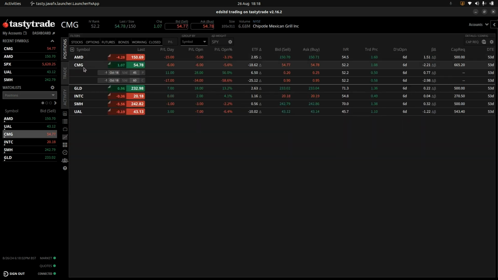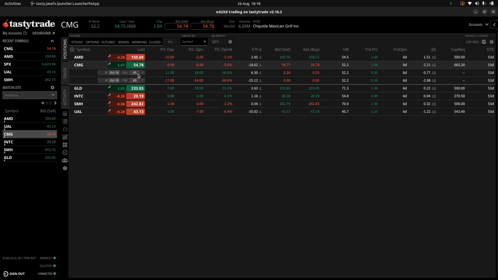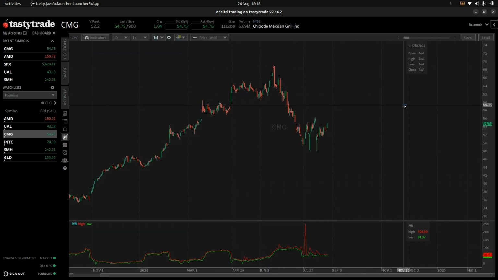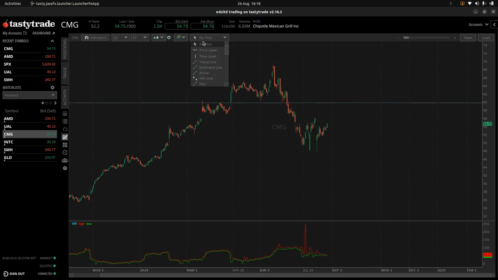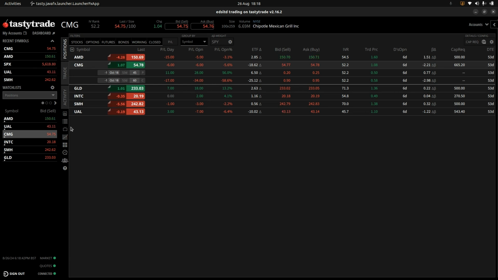So the next position we've got here is CMG, which is Chipotle. So if we go to the CMG chart, as we can see here, price has kind of been moving sideways a little bit recently. So if we mark out our short strikes, this is just a strangle, not an iron condor. As we can see here, there's no longs, just the shorts. So we've got a put at 45 and a call at 60. So if you mark that on the graph here, we've got a call at 60 and a put at 45, just there. So 45 and 60, just to double check, 45 and 60, all good.